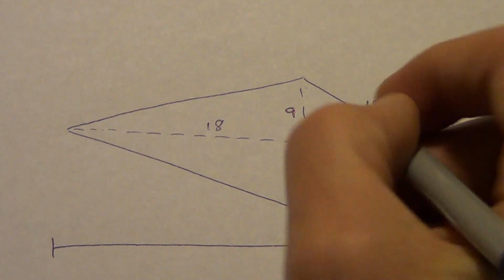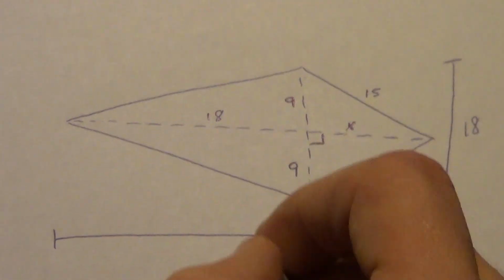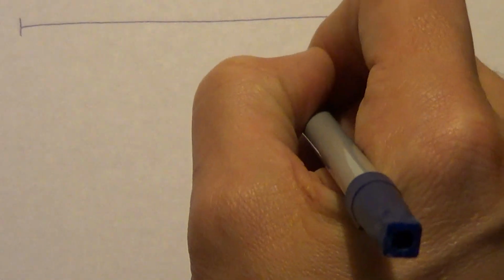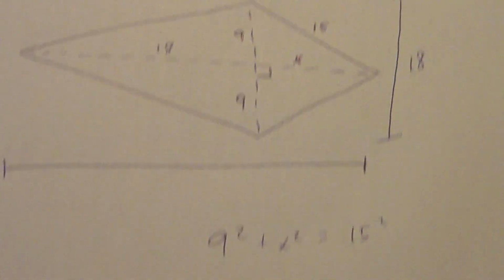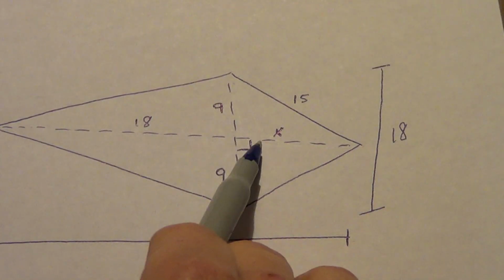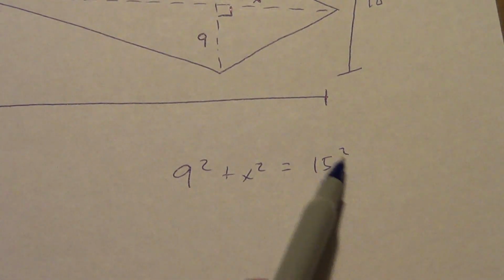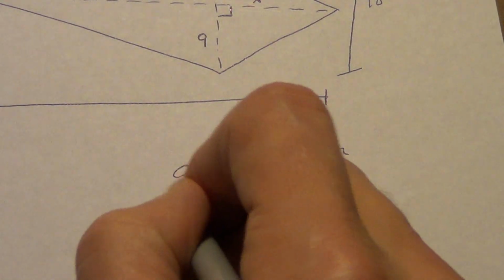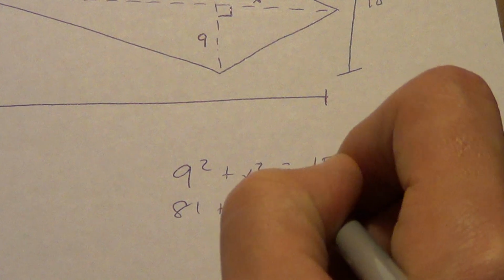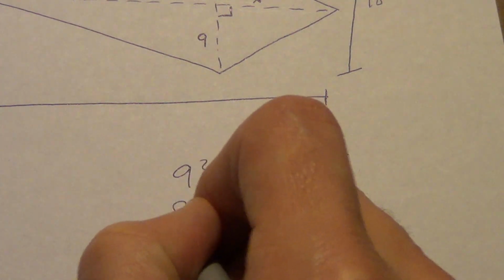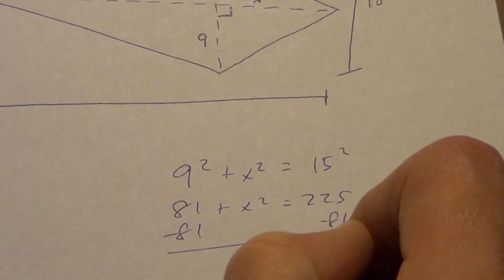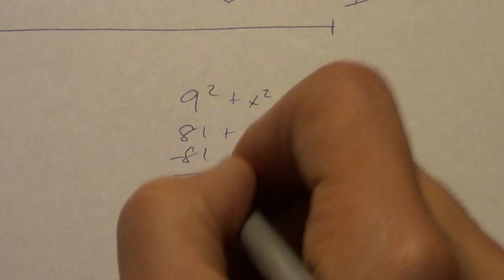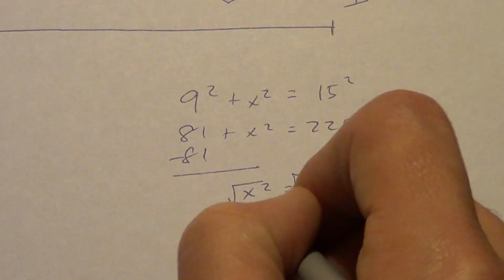I'll just call it x for right now. So 9 squared plus x squared equals 15 squared. Hopefully that makes sense because the 9 and the x are the legs, the 15 is the hypotenuse, so we have to have the hypotenuse over here. 81 plus x squared equals 225. Subtract that 81. x squared equals 144. Square root on both sides. x equals 12. So let's fill that back in here.